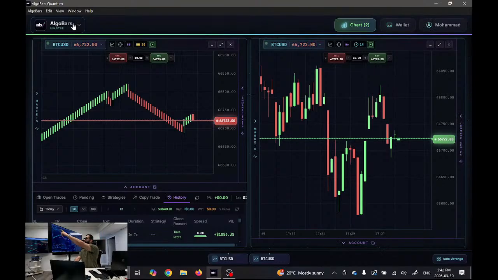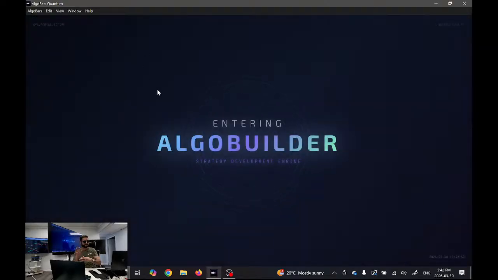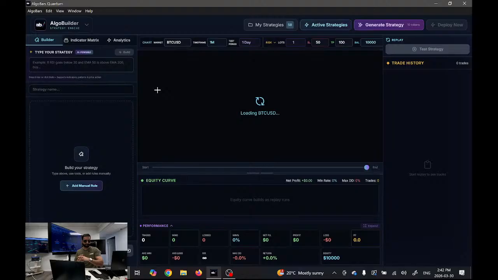Okay, so what you're going to do is, once you're logged into AlgoBars, click AlgoBars and then click Algo Builder. Okay, this is where we can build our trading strategy.